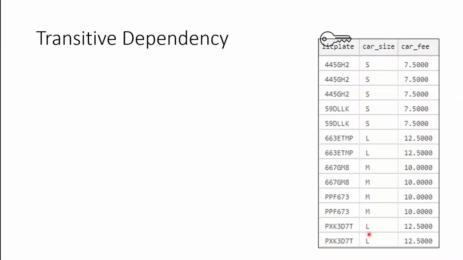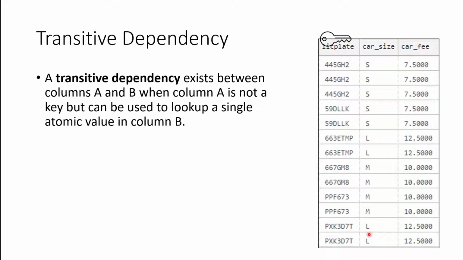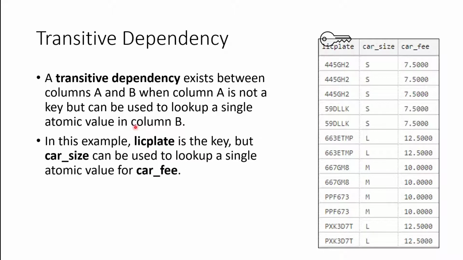So finally, we get to the most sophisticated of the dependencies, the transitive dependency. And a transitive dependency exists. You notice how the word key is not in here anymore, because a transitive dependency doesn't have anything to do with a key. A transitive dependency exists between column A and B when column A is not a key, but it can be used to look up a single atomic value in column B. So neither column A nor B are keys, but one of them acts like a key. One of them behaves like a key.